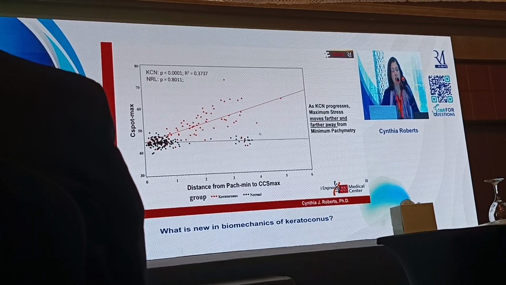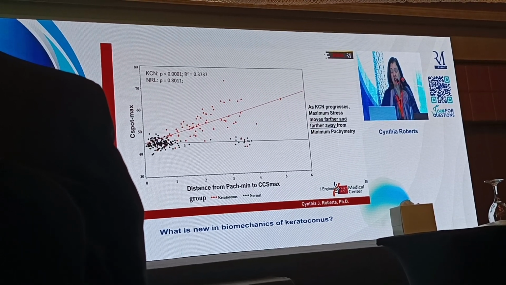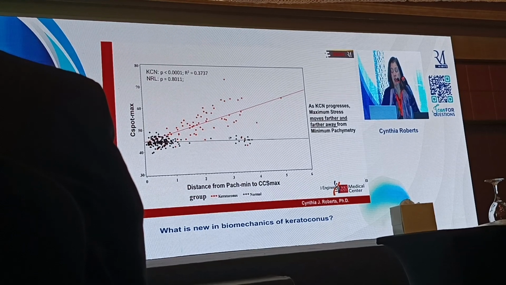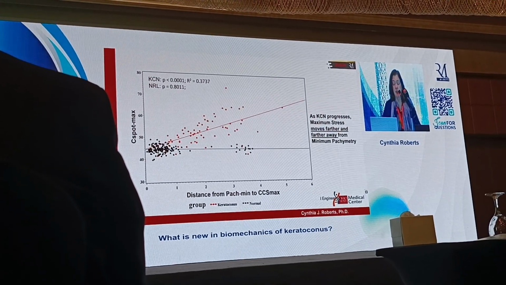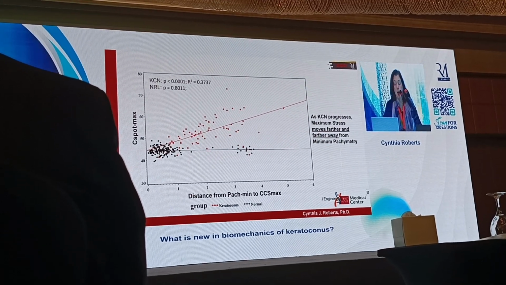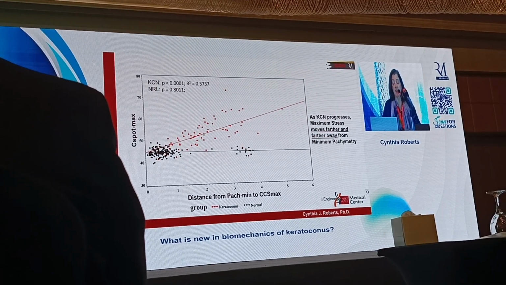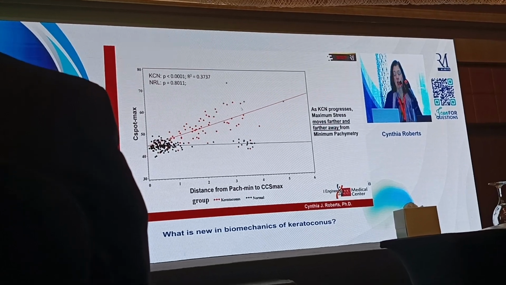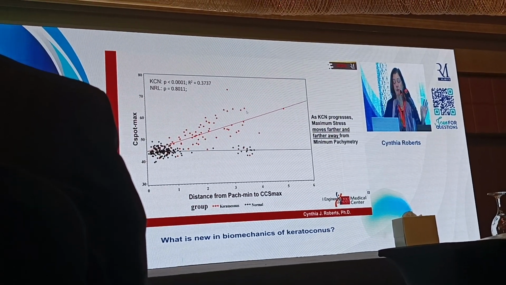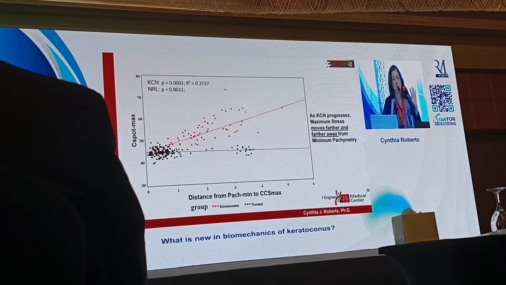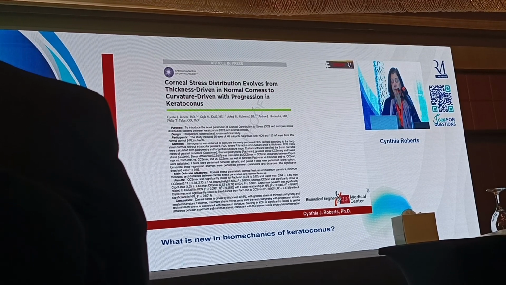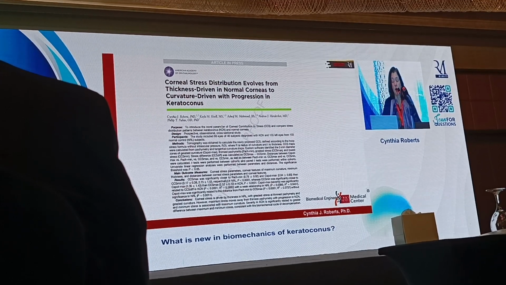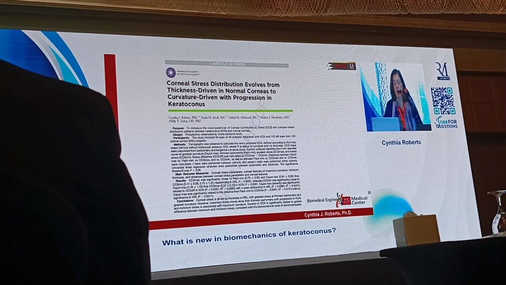So what we did is a regression of the distance of minimum pachymetry to this highest stress. And what you can see, it doesn't change in the normal eyes, but in the keratoconic eyes, as that curvature gets greater and greater, the maximum stress moves farther and farther away from the thinnest spot. We published this in 2023, so a couple of years ago.